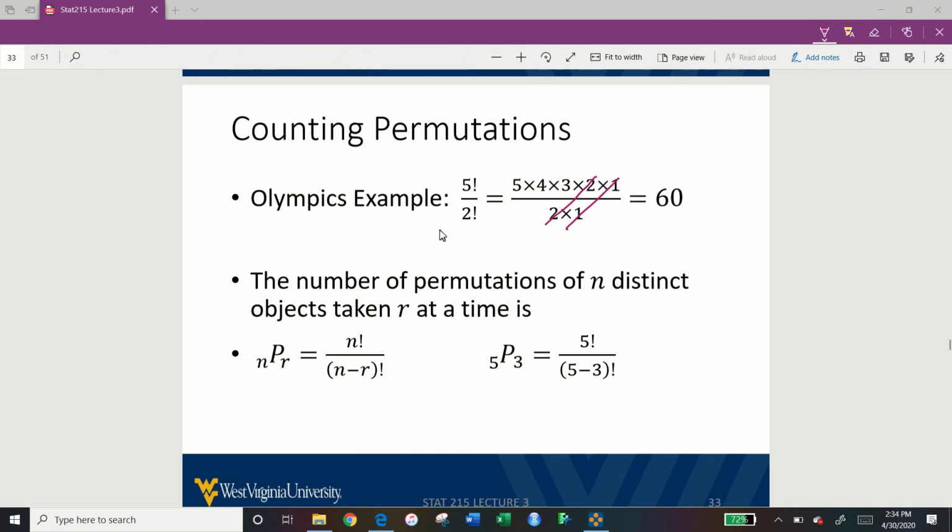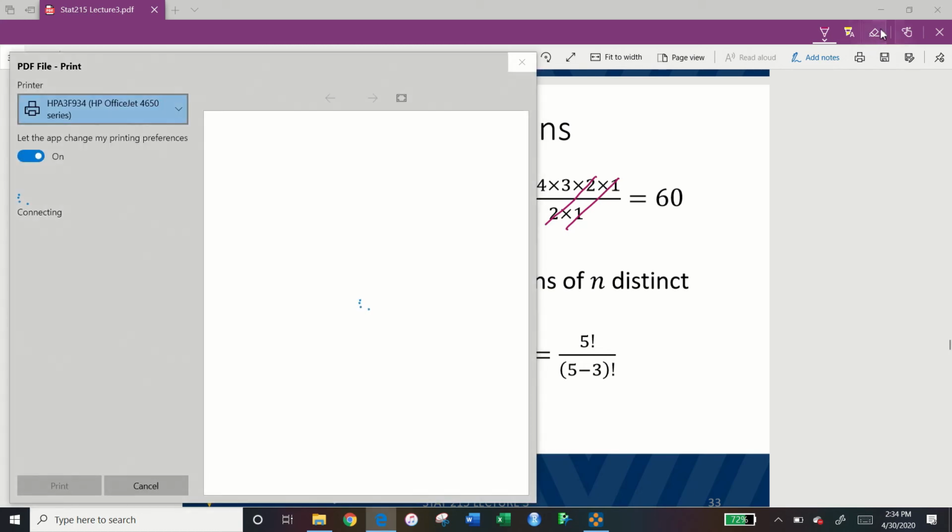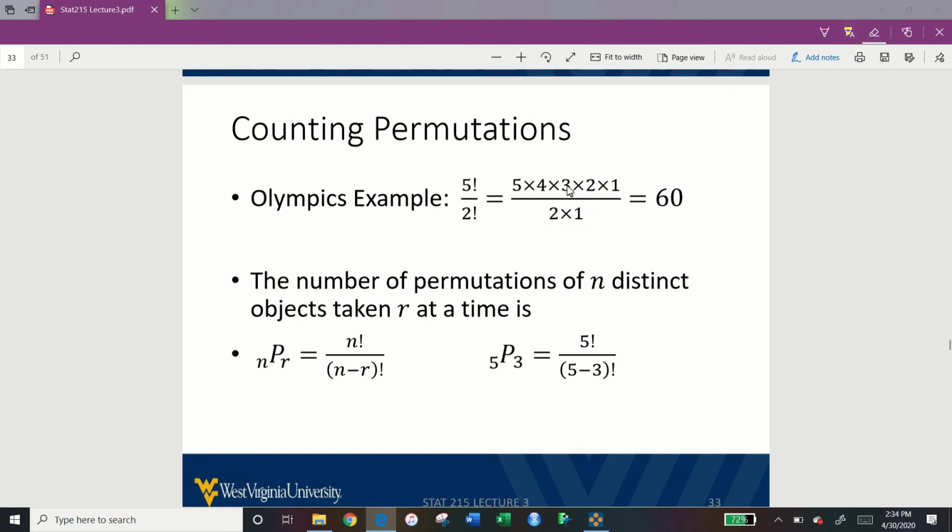So, using our Olympics example, we have 5 factorial over 2 factorial. Expanding out our factorials, in our numerator we have 5 times 4 times 3 times 2 times 1 over 2 times 1. By crossing out the common factors, we are still left with what we had previously, 5 times 4 times 3, which equals 60 ways.